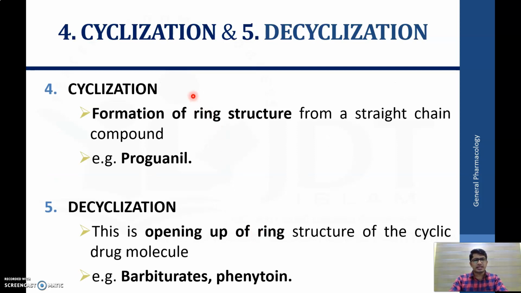Now coming to cyclization reaction, this is the formation of a ring structure from a straight chain during the metabolism. So an example is proguanil. And decyclization reaction is the opening of the ring structure of cyclic drug molecules. Examples are barbiturates and phenytoin. So these are all about the phase 1 reaction, or non-synthetic or functionalization reaction. There are 5 reactions: oxidation, reduction, hydrolysis, cyclization and decyclization.